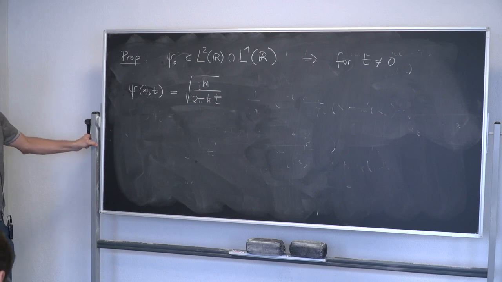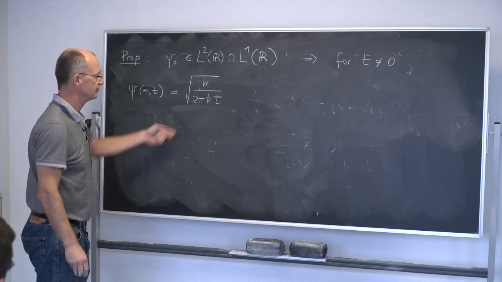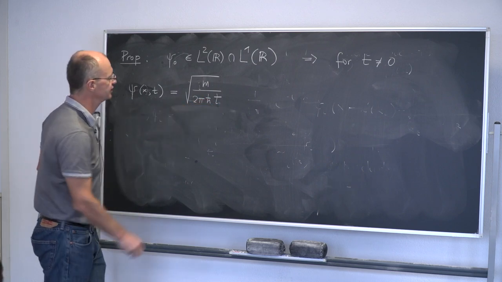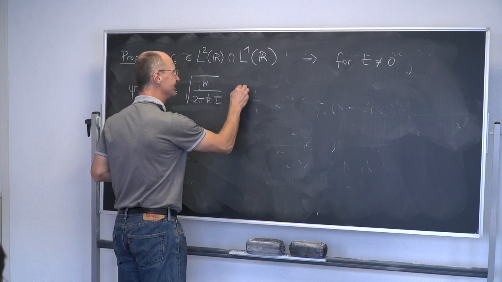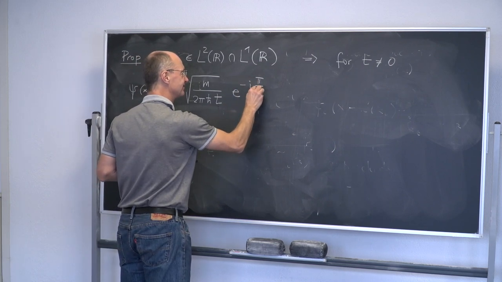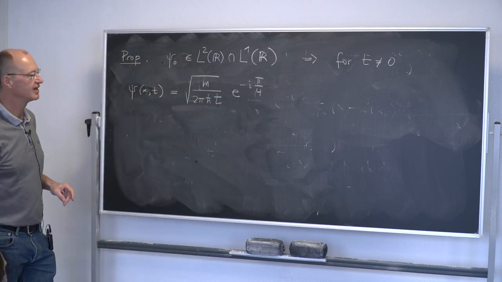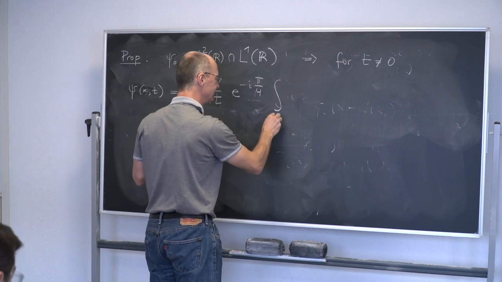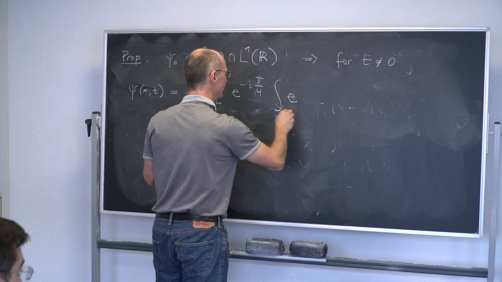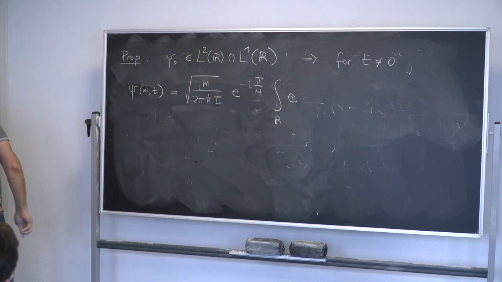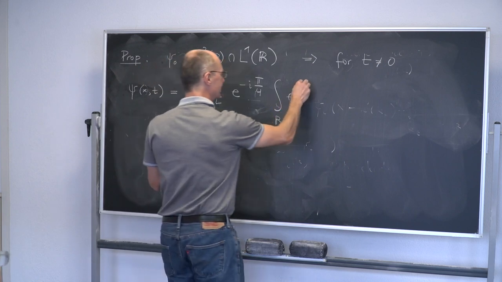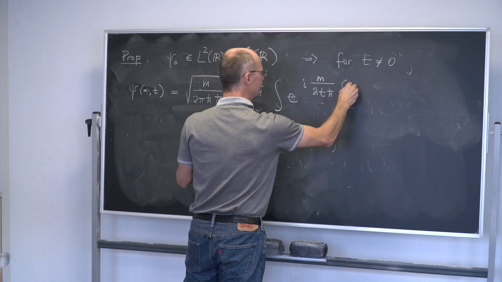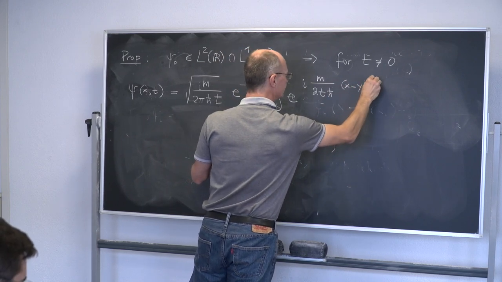So here there is some square root of m over 2 pi h bar, but it's interesting that there is a square root of t in the denominator. Then there is a funny phase, minus i pi over 4. And then there is an integral over R. And here I should write it correctly, the exponential of i m over 2 t h bar, x minus y squared.